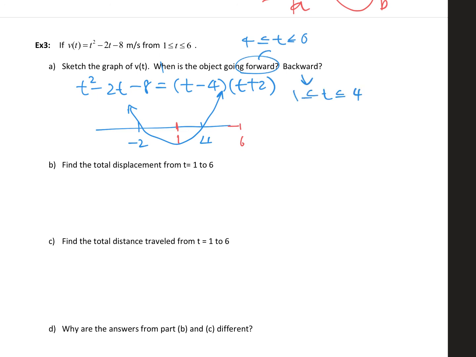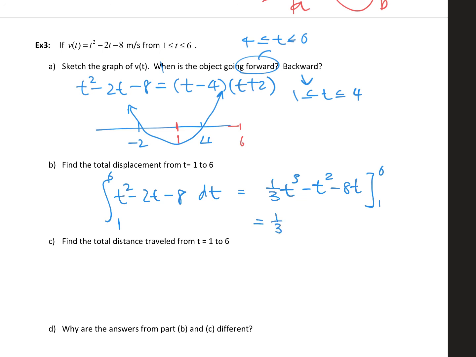Okay. They say find the total displacement from 1 to 6. Displacement is easier to find. I just have to integrate it. That's it. The integral of t squared minus 2t minus 8 dt from 1 to 6. So that'd be 1/3 t cubed minus t squared minus 8t, evaluated from 1 to 6. So 1/3 times 6 cubed minus 6 squared minus 6 times 8 is this.